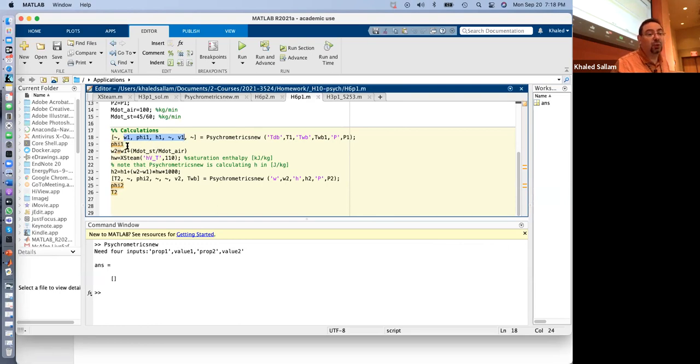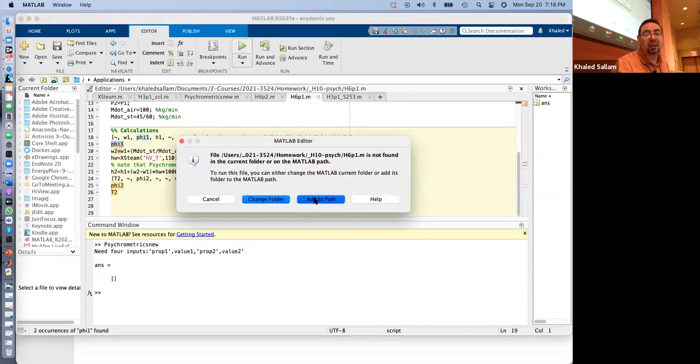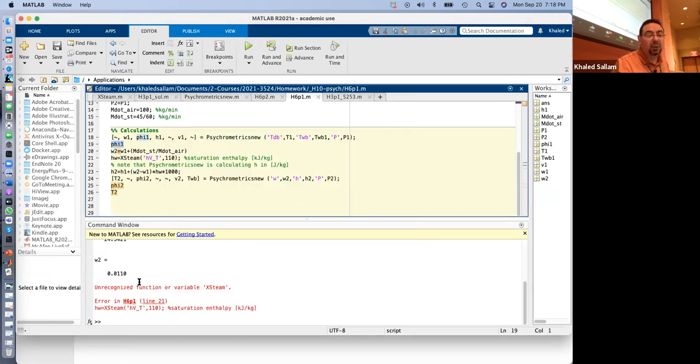Yes, he's calculating them for you, whether you need them or not. I know for sure I need phi1, that's why I'm telling him to calculate phi for me, because the problem said to calculate phi1. So when I run this, he will tell me that phi1 is 24%. Make sense? All right.